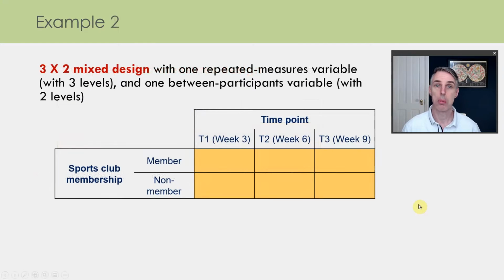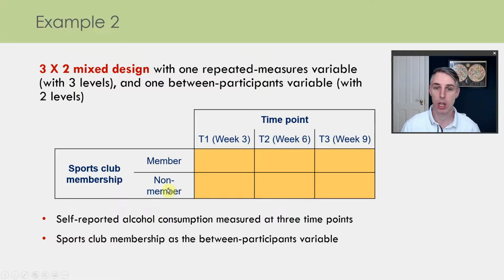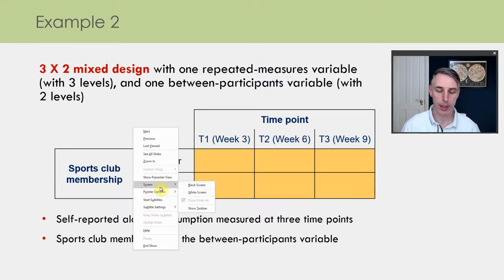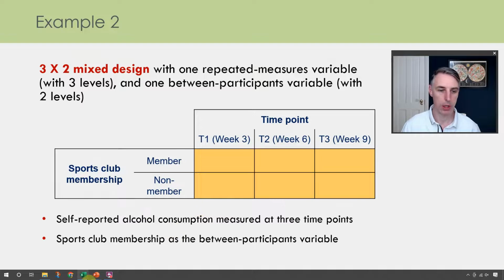So what about a slightly more complex design? Complex in the sense that we have more than 2 levels to our repeated measures element, but also perhaps we have a between participants factor or variable in our design as well. So in this example, it's a 3x2 mixed design. So we've got 1 repeated measures variable, which has 3 levels. Again, it's alcohol consumption, measured this time at 3 different time points. But now we also have 1 between participants variable with 2 levels, whether participants are a member of a sports club or not. So let's have a look at that data in wide format and how we can reshape it into long format.